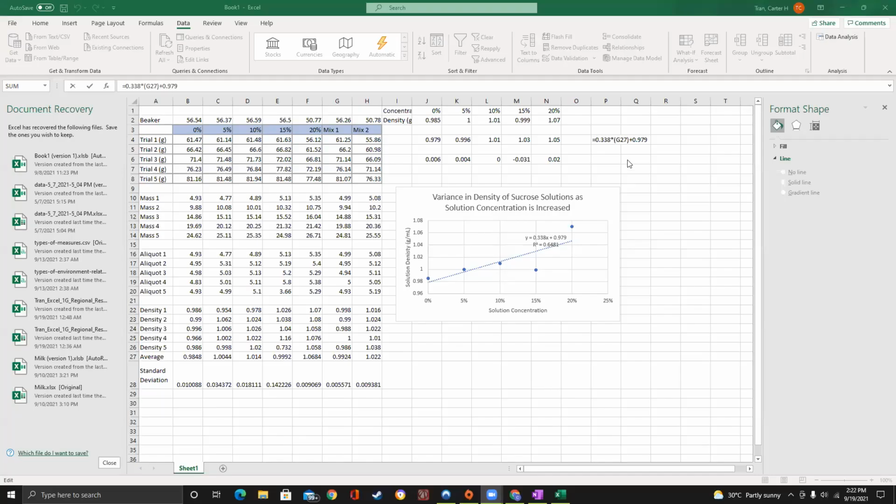And we're back to working on this. You need to solve for y, which means that you're going to do equals G27 minus 0.979.